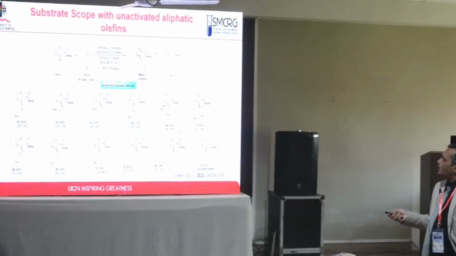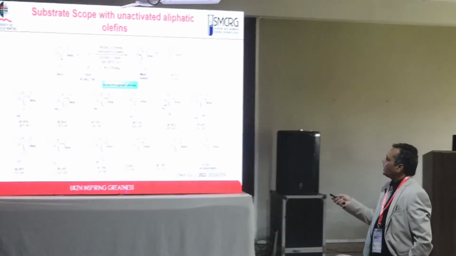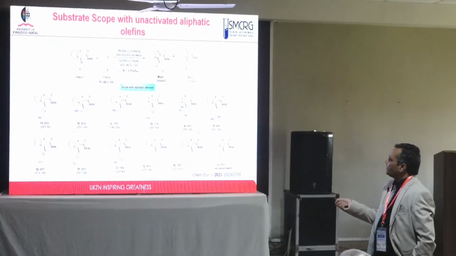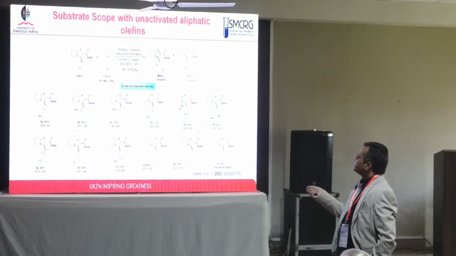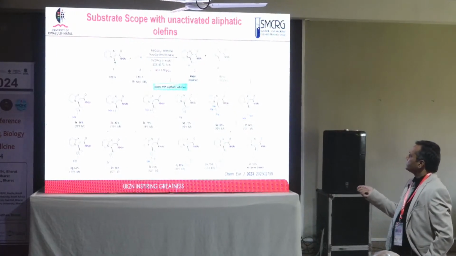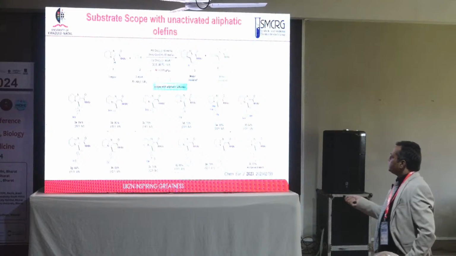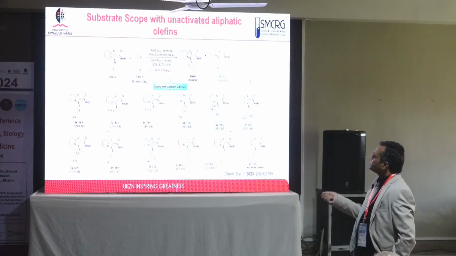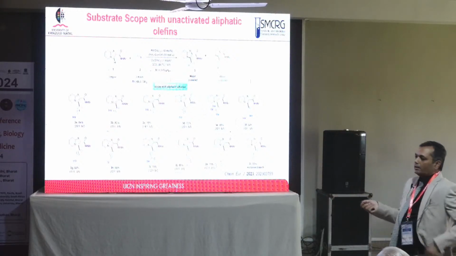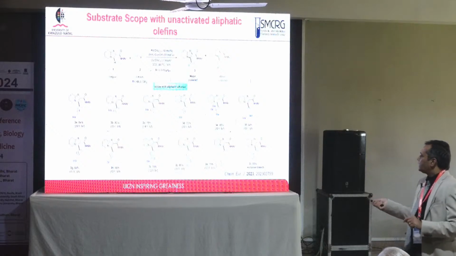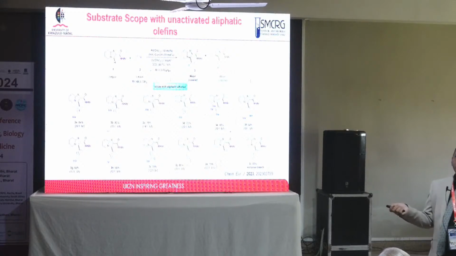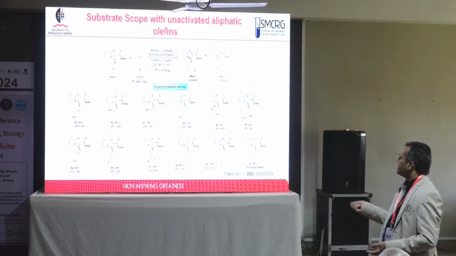Now, scope of unactivated aliphatic olefins. So here, in the presence of palladium and so on, we got the major product as the branched chain. These were the different substrate scopes that we used, different kinds of unactivated olefins, and most of the major product was the branched one. But when we took the cyclic styrenes, we got exclusively branched. We did not get the linear as the minor product.